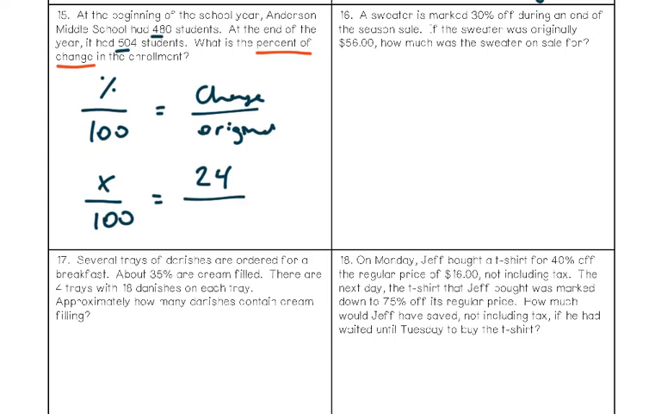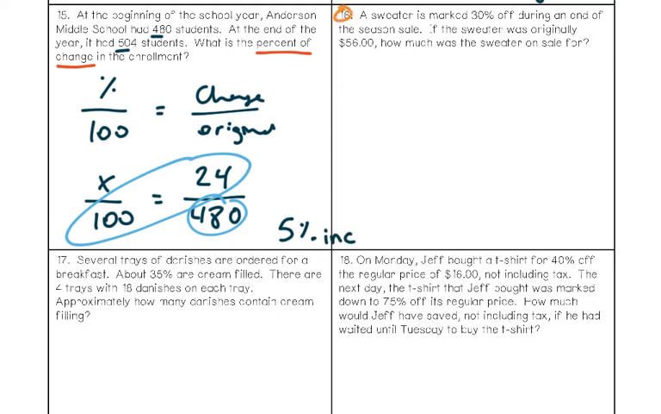The denominator, or the bottom number of this second ratio, is going to be the original. Since it started the year at 480, that would be the bottom number. Then I always cross multiply to solve. So 24 times 100 and then divide by the 480. When I do that, I get a 5. Since the question asked me by what percent did we change, it's 5%, and since it went from 480 to 504, this is a percent increase.